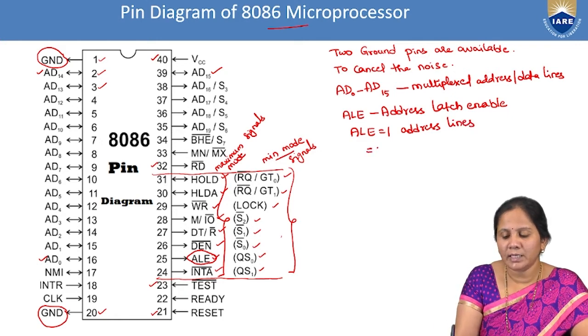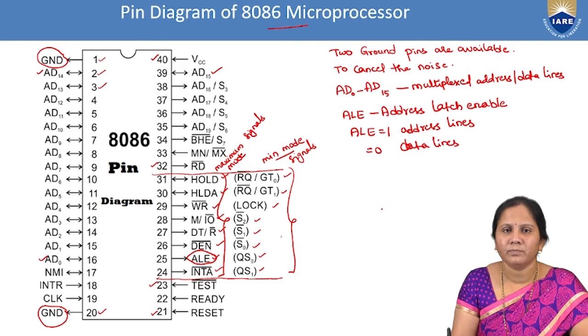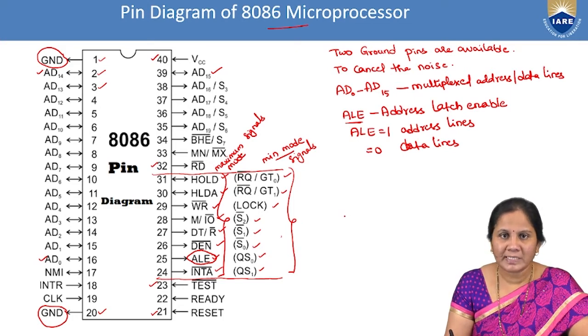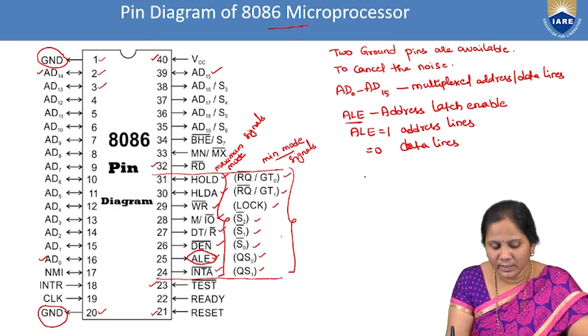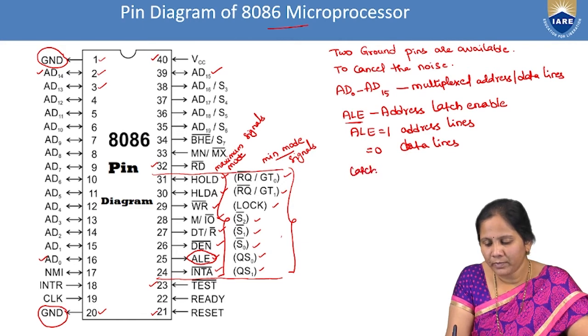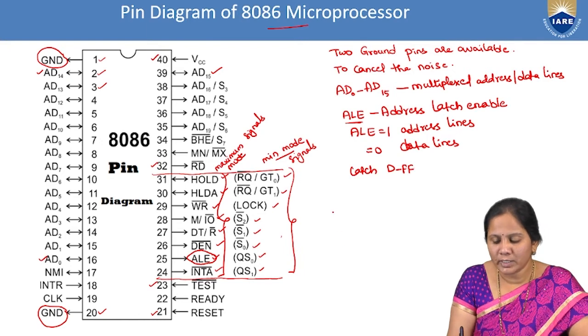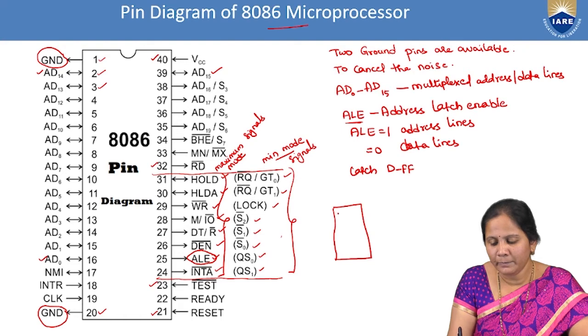So when this ALE signal is 0, it will be acting as the data lines. ALE means address latch enable. Here the latches will be present. The latch here is nothing but a D flip-flop. Generally we know the purpose of the D flip-flop. You will have D, Q, Q bar.